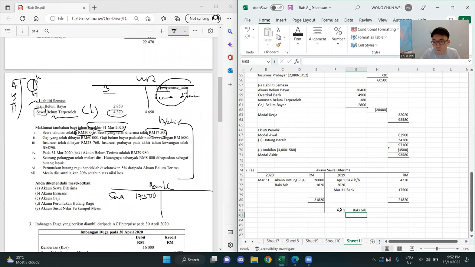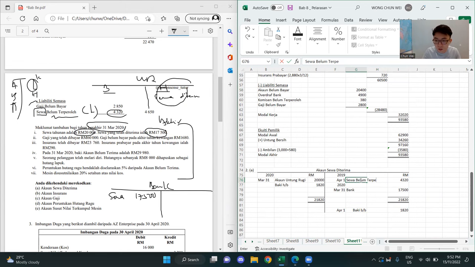So after March 31st will be April 1 for 2020. So your BB comes from here. So from here, even though the Baki is on the credit side, meaning this is a Sewa Belum Terperoleh. You get what I mean? So actually, here, if you want to put sewa diterima belum terperoleh also can. I didn't say cannot, I said can.